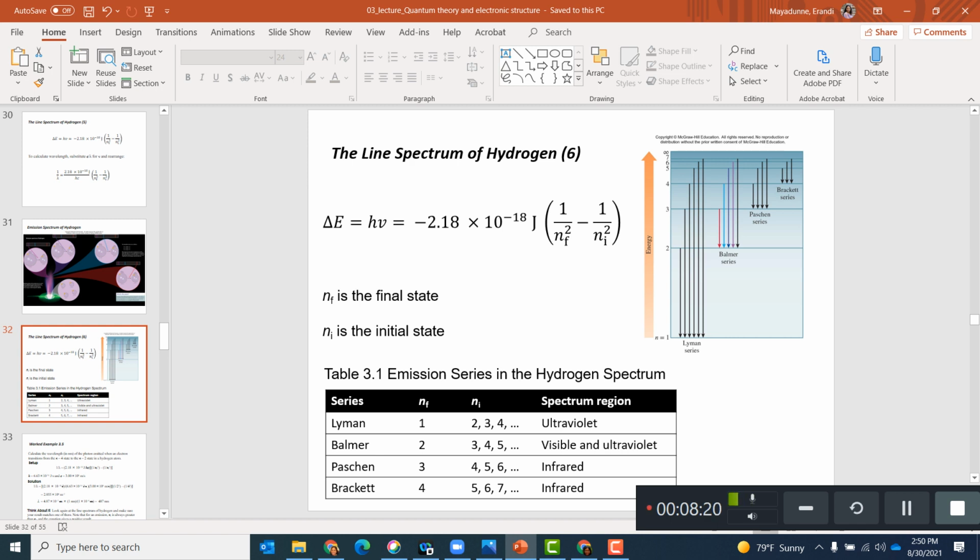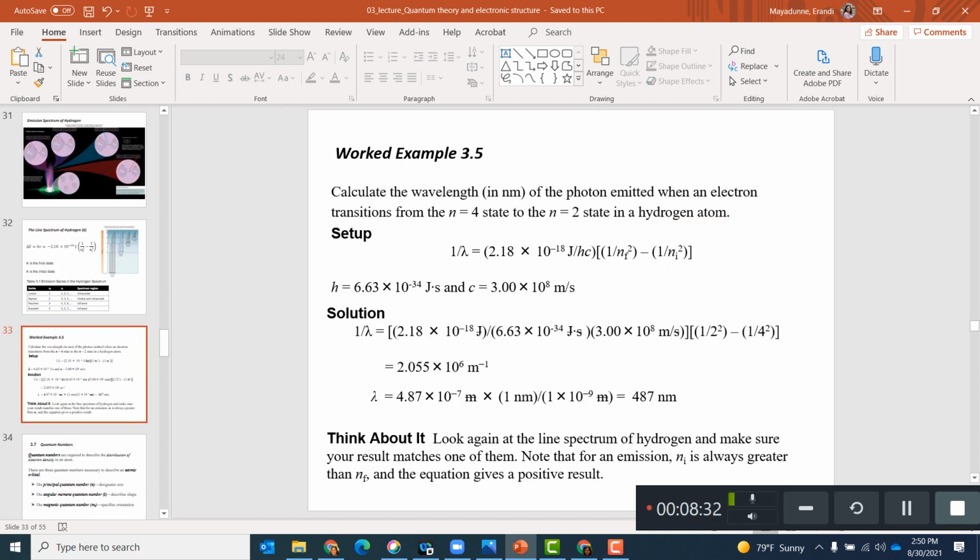Why is the Balmer series important? It is where we can see the atomic spectrum. If you want to see it, it should come to the Balmer series. Lyman, it comes to the very first one, we don't see it. That's okay. Let's look at the calculation. That's important. Calculate the wavelength in nanometers of a photon emitted when an electron transitions from n4 to n2 state in a hydrogen atom. So I have to calculate the wavelength.